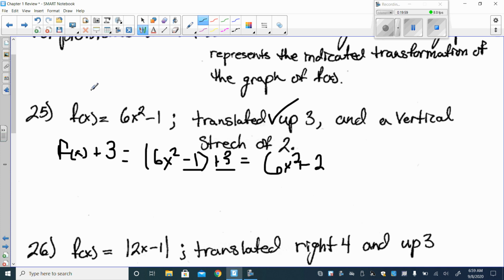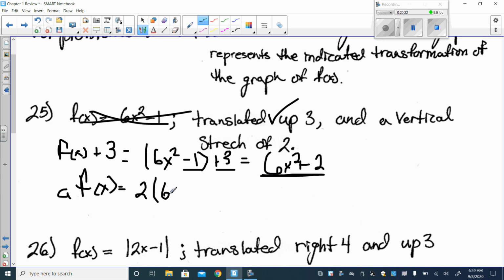Now a vertical stretch of 2 is our a times f of x. Now we're not focused on the original one anymore because we're focused on this one here, because we're talking about it translated up 3 and then a vertical stretch of 2. So what we're going to do is multiply the whole function by 2, or really our 6x squared plus 2 by 2. So we'd have 2 times 6x squared plus 2. So everything in there would multiply by 2. 2 times 6 is 12 x squared, 2 times 2 would give us plus 4.